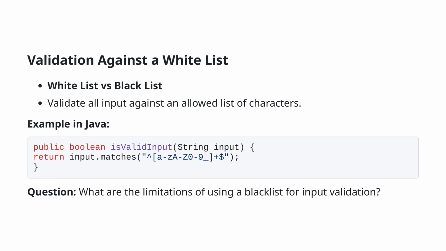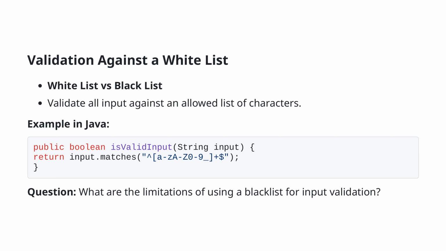When validating input in your applications, it's crucial to differentiate between using a whitelist versus a blacklist approach. On this slide, we are focusing on the benefits of a whitelist. A whitelist defines an allowed list of characters that are considered safe. Using this method ensures that only the specified characters are accepted, reducing the risk of unexpected inputs causing security vulnerabilities. Here, we have an example in Java to demonstrate this concept. The isValidInput function checks if the input string matches a regular expression comprising only alphanumeric characters and underscores.